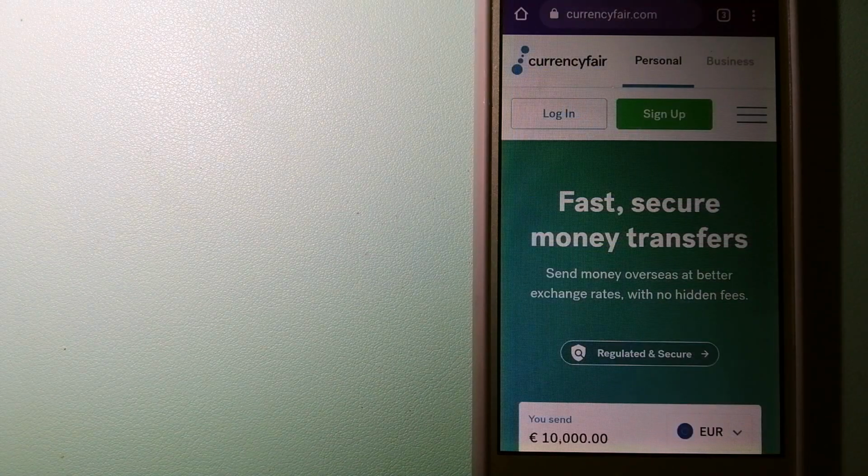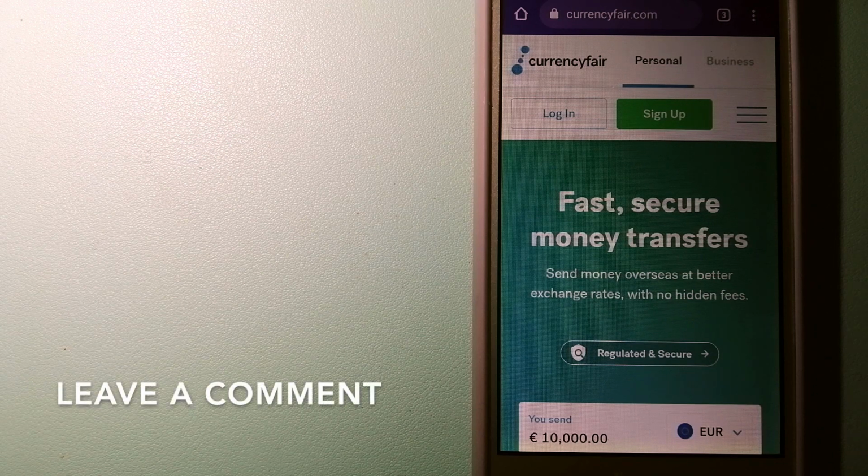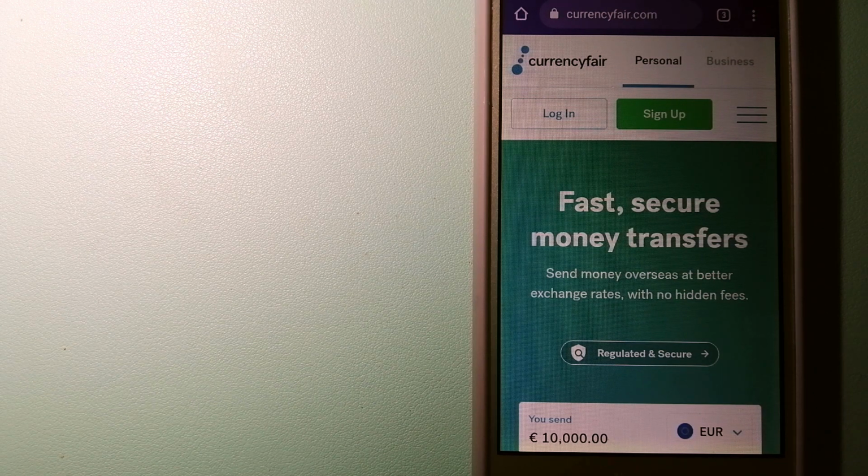The second option is CurrencyFair. This is a P2P online marketplace that allows individuals and businesses to exchange currencies and send funds to bank accounts worldwide. It uses a unique person-to-person online marketplace to facilitate currency exchange between users in a simple and anonymous fashion. And to know more about CurrencyFair, just check the video description.